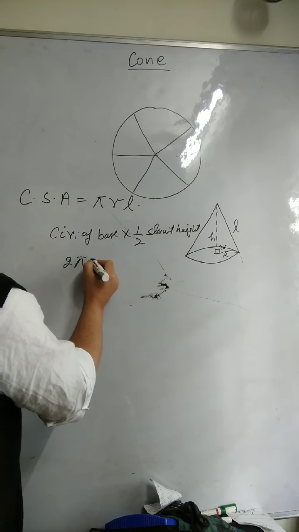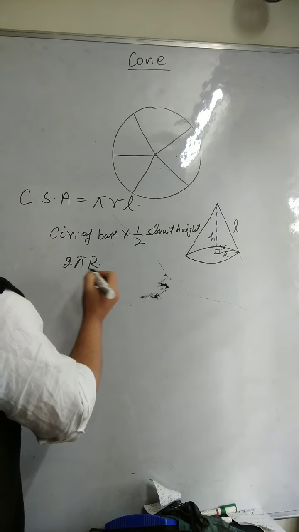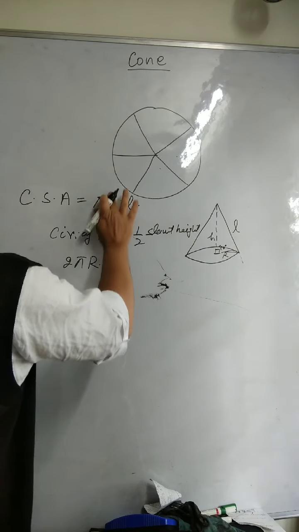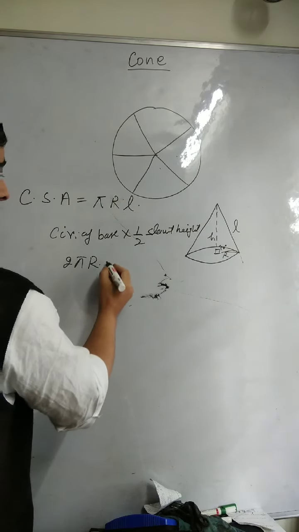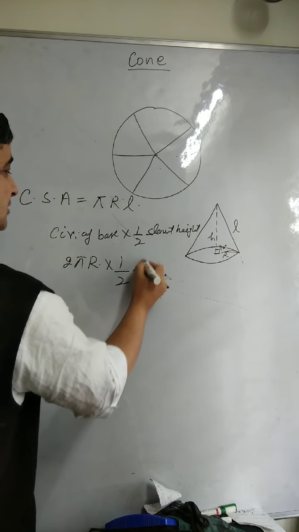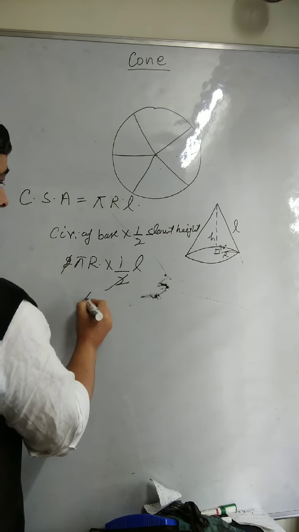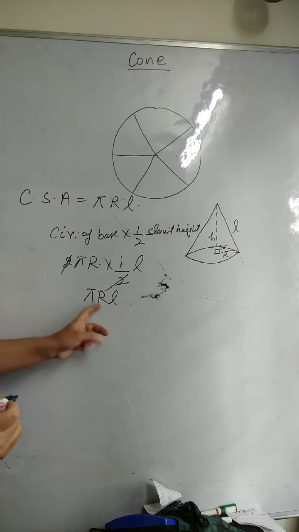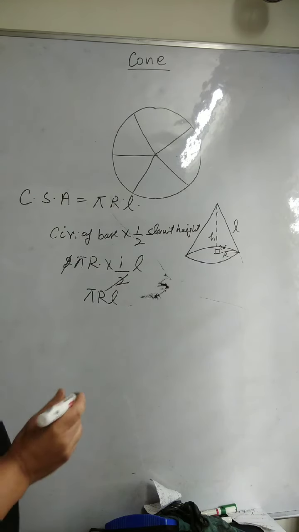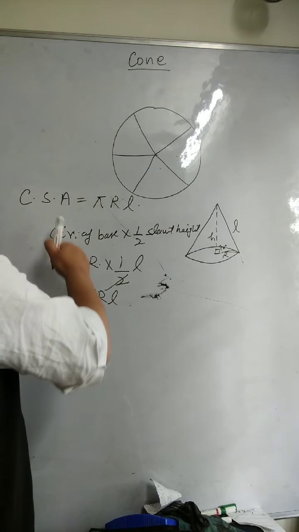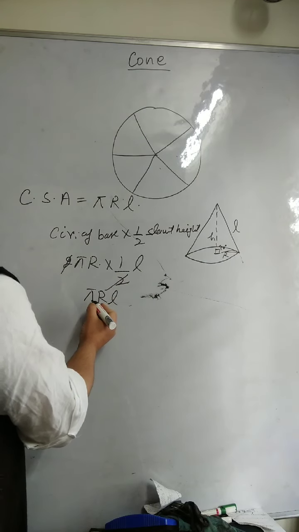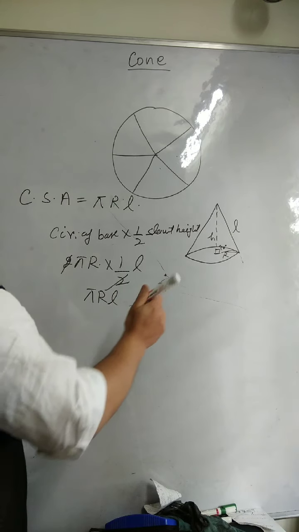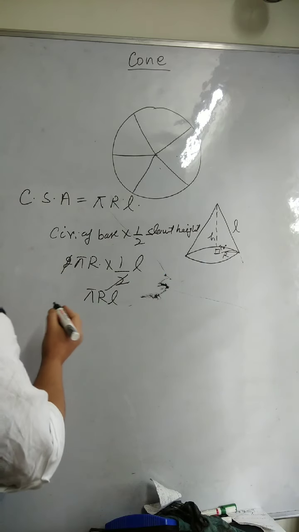So circumference of the base is 2 pi r, right? So it's capital R, you can write here capital R, into half the slant height is what? L. So 2 and 2 will cut, it will be what? Pi r into L. So this is the curved surface area of this cone. Got it? So the curved surface area of a cone is how much? Pi r into L. Got it?